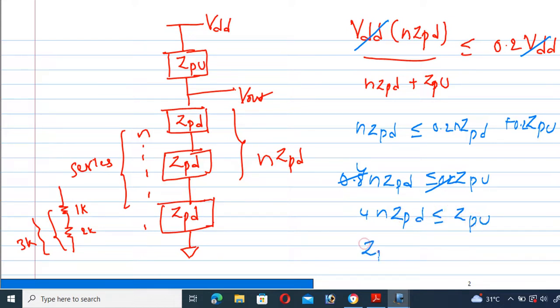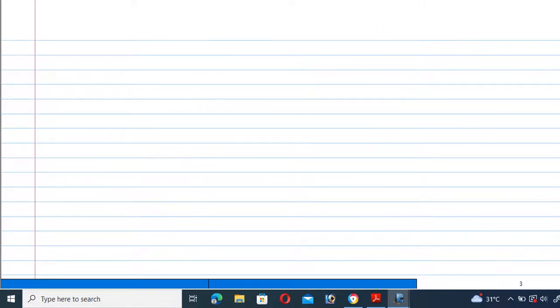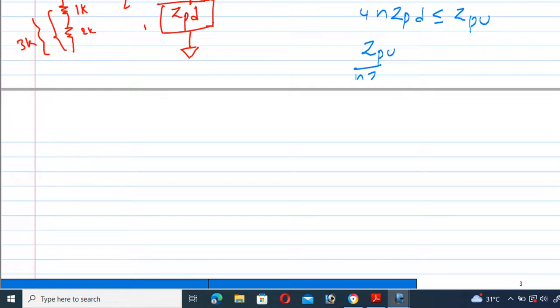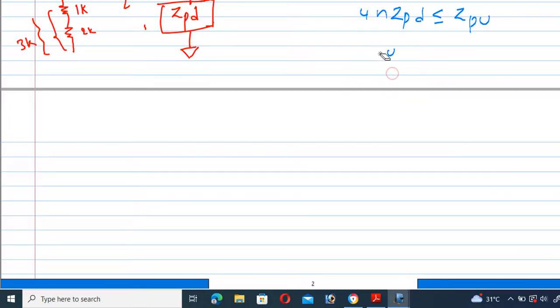So from this diagram, ZPU by n times ZPD. So what is the value?